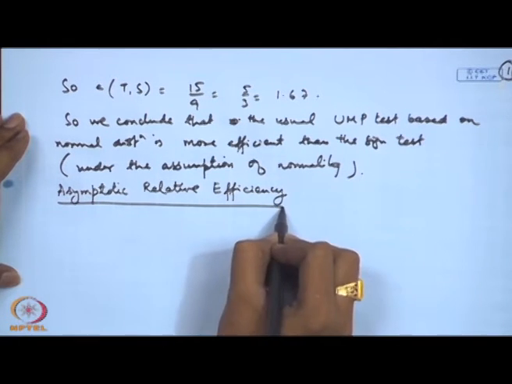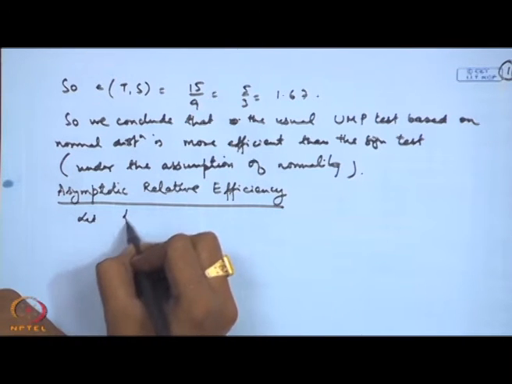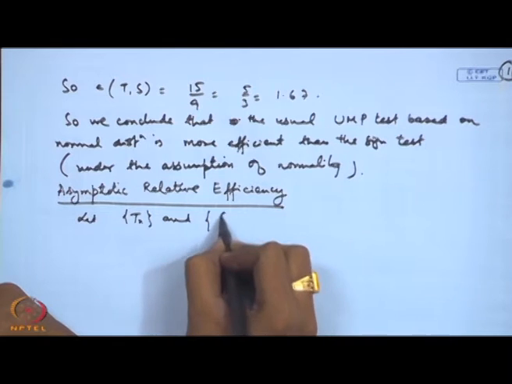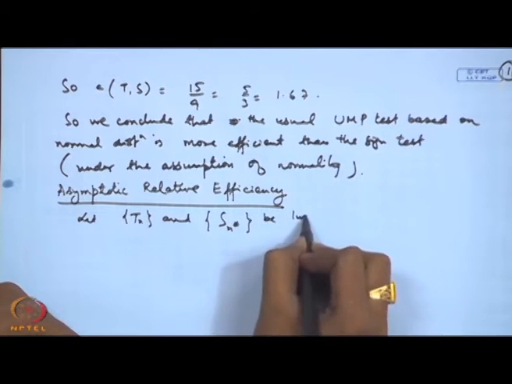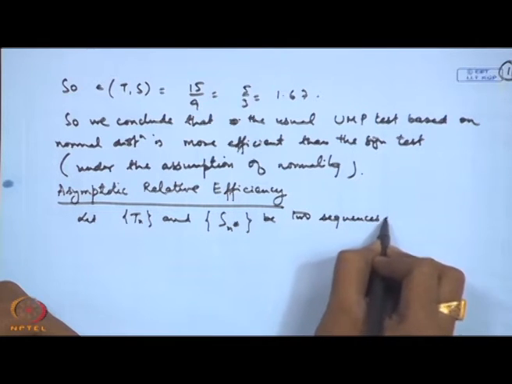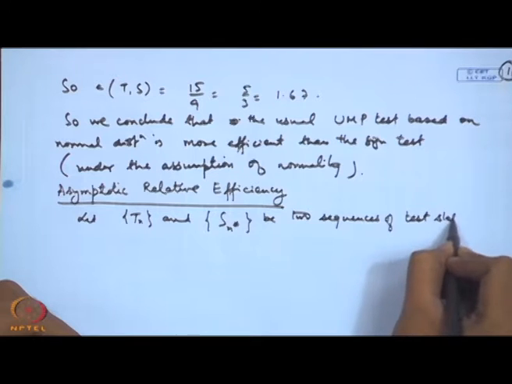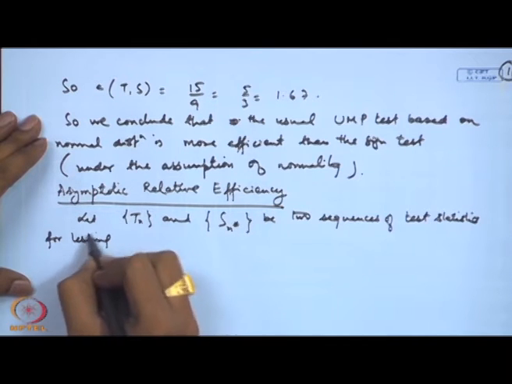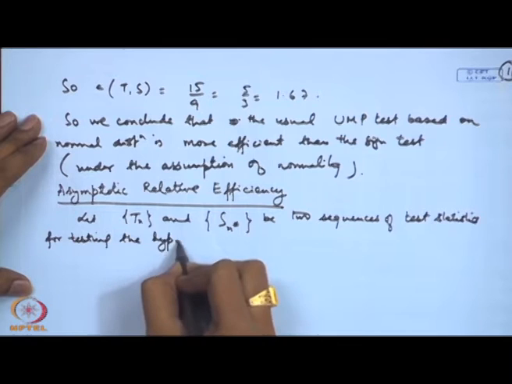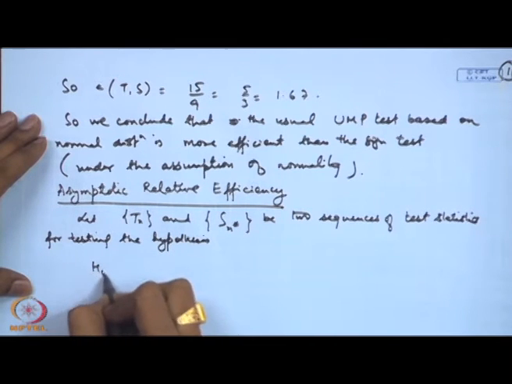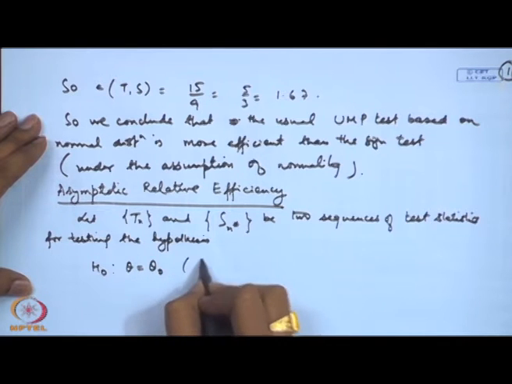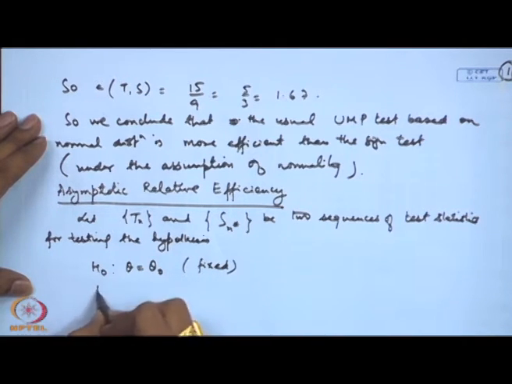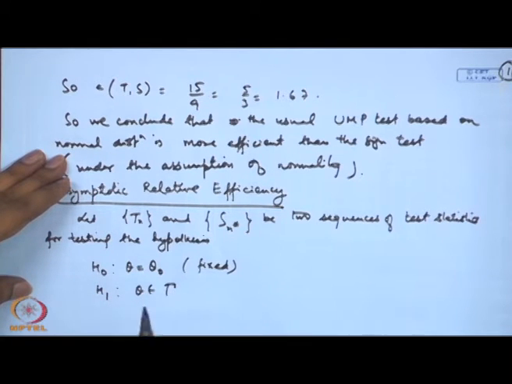Asymptotic relative efficiency. Let Tn and Sn star be two sequences of test statistics for testing the hypothesis H naught: theta is equal to theta naught, which is fixed, against the alternative theta belonging to some gamma, and we are considering level alpha and theta i's.